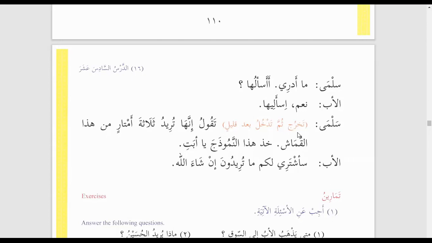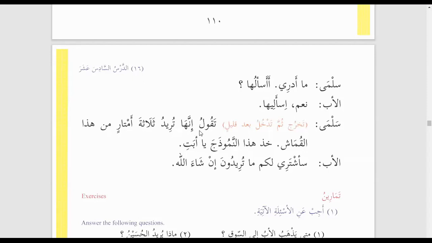Salma takhruju, leaves, thumma tadkhulu, then she enters, ba'da qalilin, after a while. So she leaves and enters after a while. تقول إنها تريد 3 أمتار من هذا القماش. تقول, she says. Now it refers to the mother, okay? If I'm talking to you, I will say ماذا تقول, what are you saying? But when we say تقول, it refers to the mother. She says إنها. Why is it إنها? Why not أنها? Yalla, quickly.